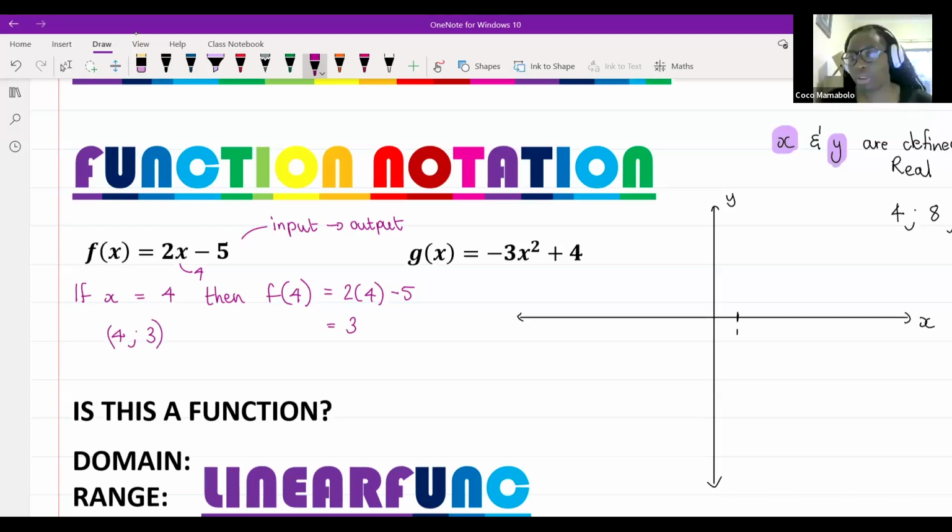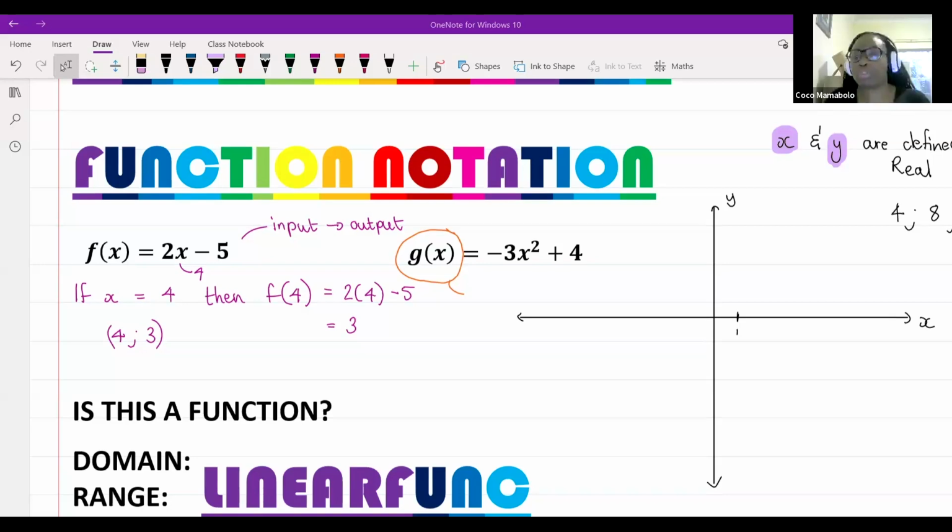Okay, so if we look at this next example that ma'am has given you over here, I'm going to ask you guys, what is the name of this function? The first function that we had was named f. What is the name of the second function? G. G, beautiful, yes.